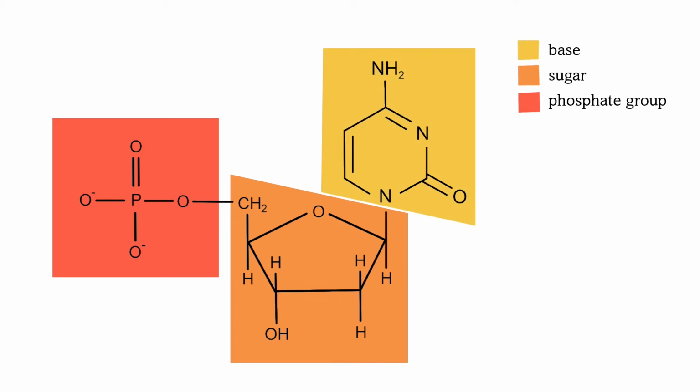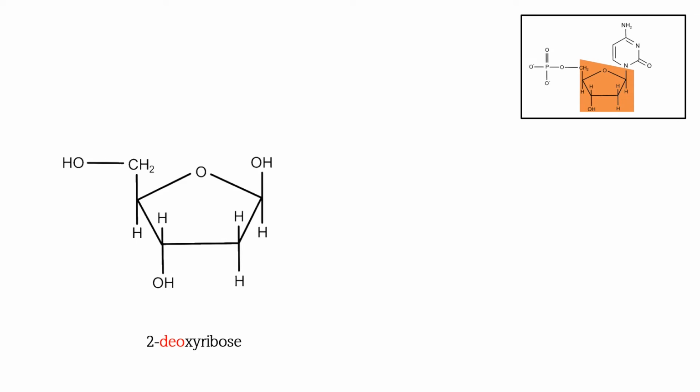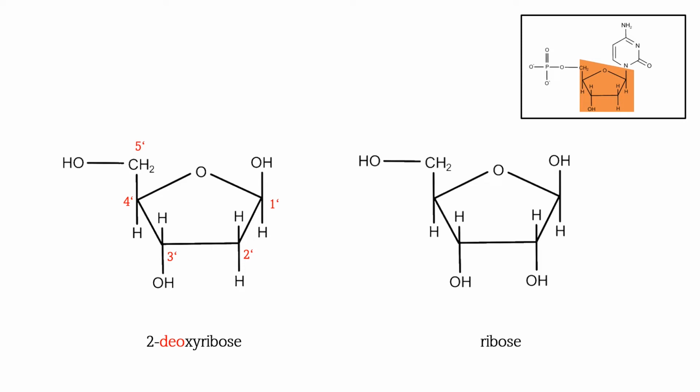In DNA, the 5-carbon sugar is 2-deoxyribose, hence the name deoxyribonucleic acid. 2-deoxyribose is, as we said, composed of 5 carbon atoms that are numbered 1' to 5'. And you can see that the difference between deoxyribose and ribose is that deoxyribose has no oxygen on its 2' carbon. We also said that an important component of the DNA is a base.